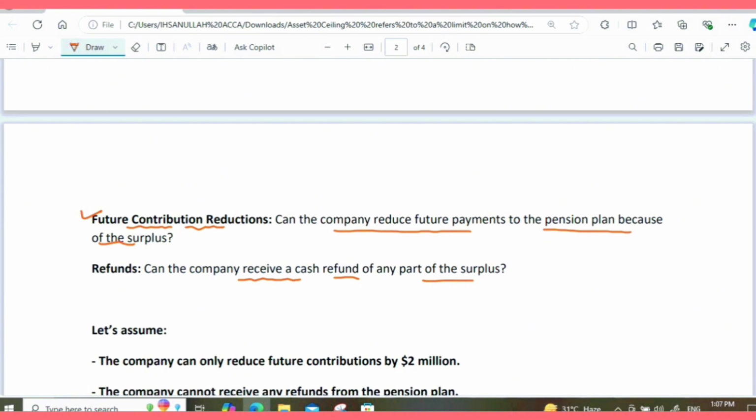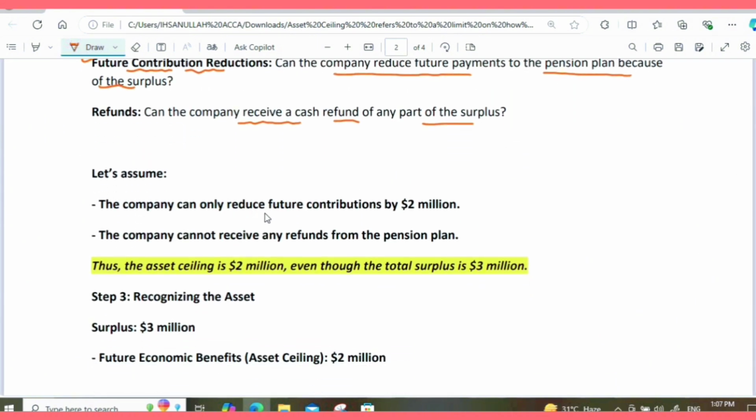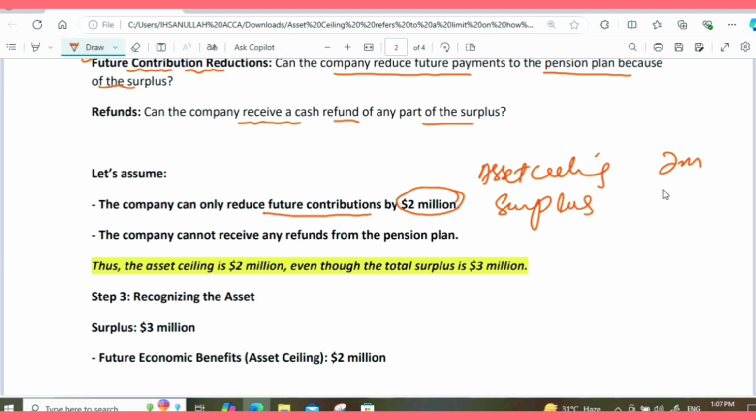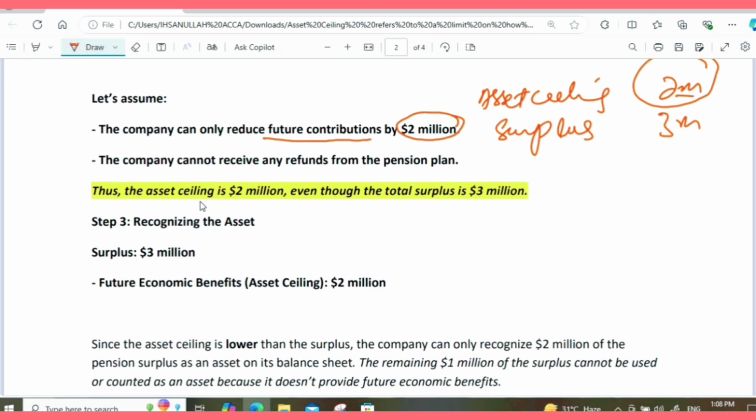Let's assume here you see the company can only reduce future contribution by 2 million. So this is your asset ceiling. Clear? Asset ceiling is 2 million and your surplus was 3 million. So the actual amount you need to recognize is 2 million, because this is the actual asset from which you get benefits. Even though the total surplus is 3 million, you have to consider the lower of these two figures.